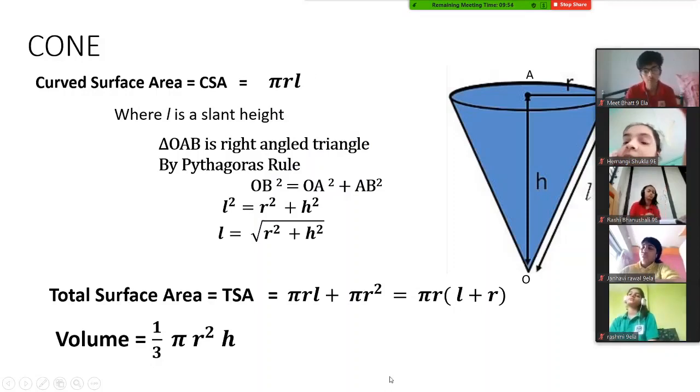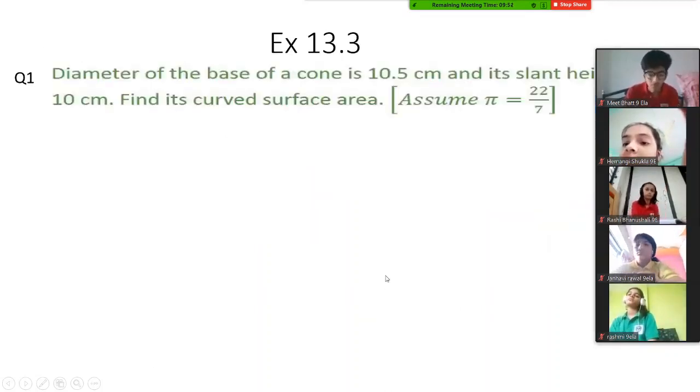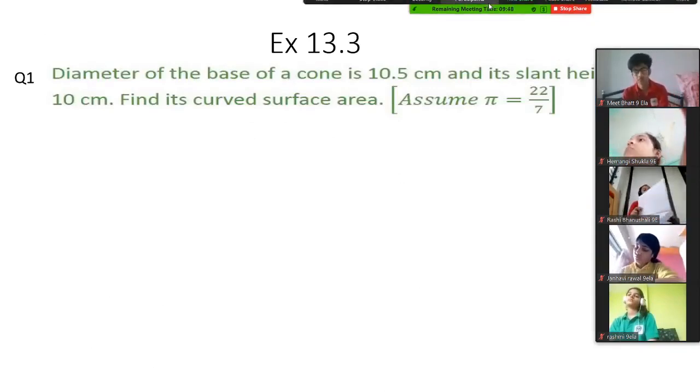Okay. So now, have you all written? Exercise 13.3. Question number 1.